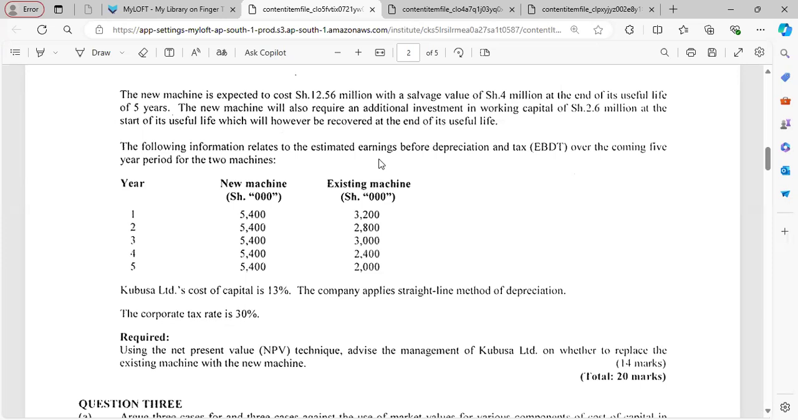Kubusa Limited's cost of capital is 13%. The company applies the straight line method of depreciation. The corporate tax is 30%. Required, using the net present value technique, advise the management of Kubusa Limited on whether to replace the existing machine with the new machine.